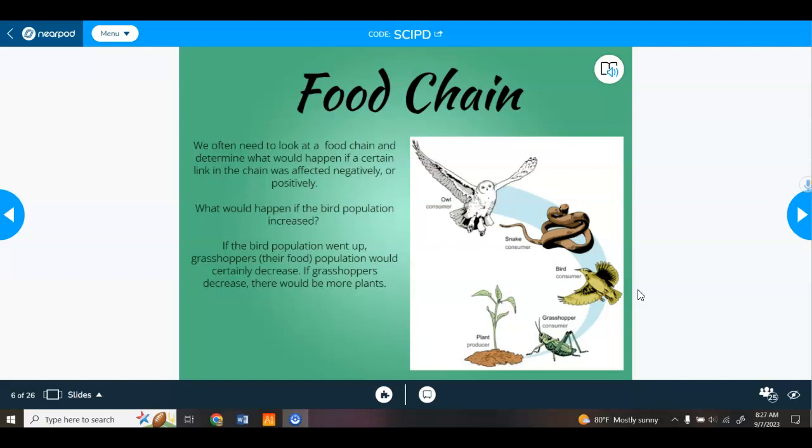See, it's very easy to do that, isn't it? It's so easy to look ahead and be like, oh, they eat the snakes. Wait a minute, time out. The owl might eat the snake. You see how easy it is to do that? Trust me, it happens. This is where it happens. I like, okay, birds eat grasshoppers. If there's more birds, what happens to the grasshopper population? It decreases.